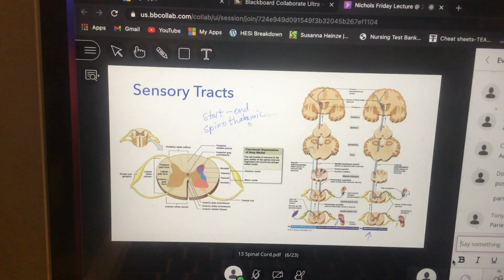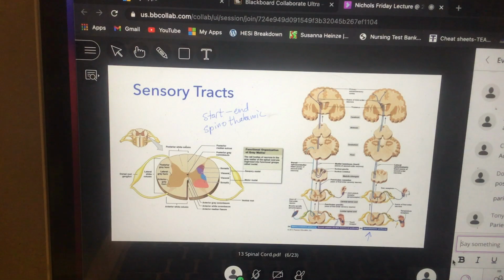Are the tracts in any special order in the spinal cord? Yeah, they are in a particular order. The order of them determines where they end up specifically in the brain. We'll talk about that more in the next chapter when we talk about the networks.